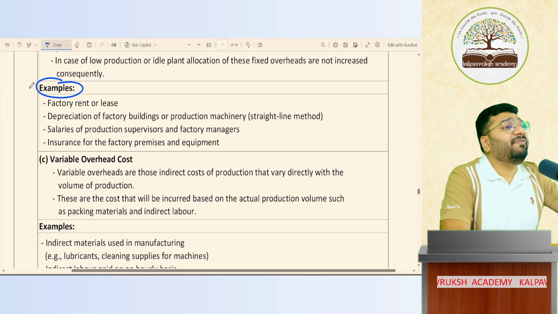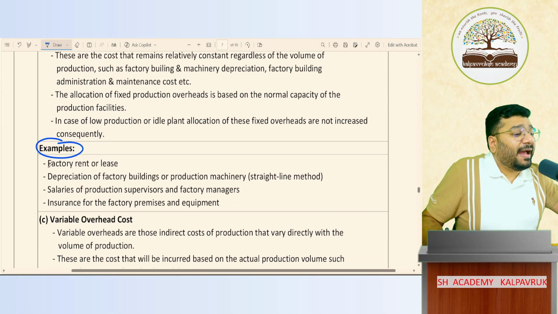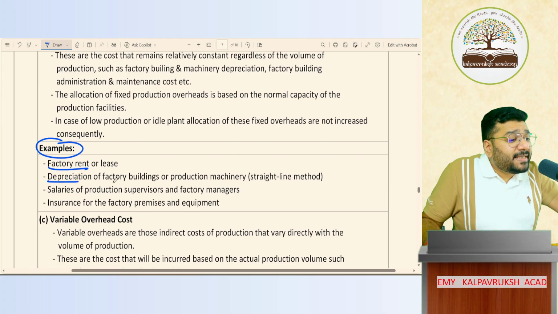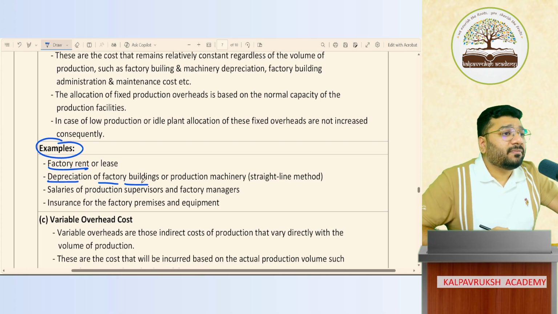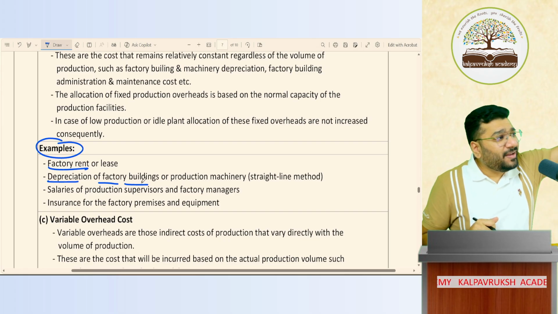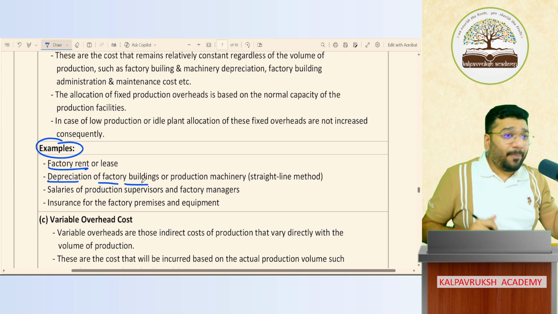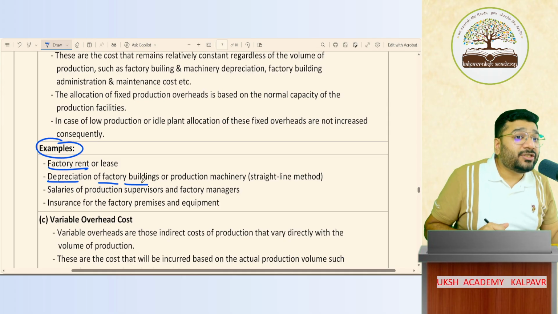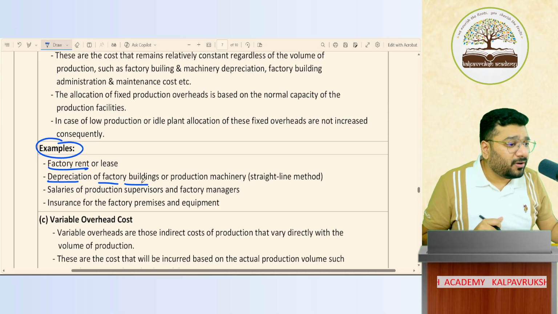Now, examples of fixed production overhead. Factory rent. Whether I do production or not, I have to pay the rent. Depreciation of the factory building. Straight line method: does it consider the actual usage? No. Whether you do production or not, once you charge depreciation, every month, every year you have to charge. அப்ப நான் வந்து 2 மாசம் ப்ரொடக்ஷன் பண்ணல அப்படின்னா அதுக்கு டெப்ரிசியேஷன் வருமா? வரும். So that is your fixed production overhead. Got it, not got it?